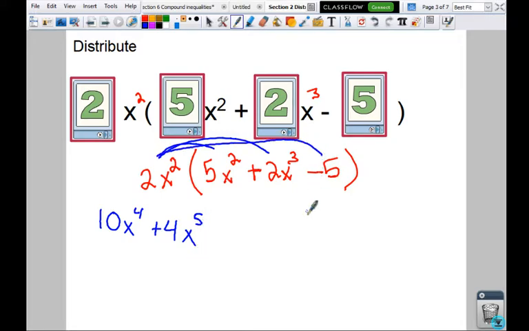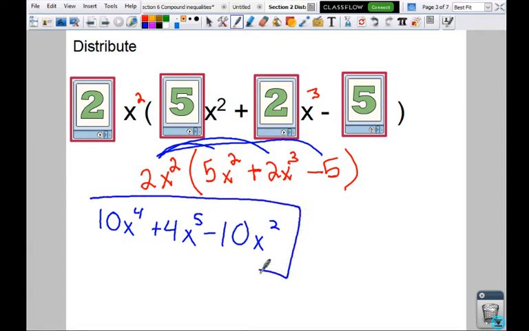2x squared times negative 5. Minus 10x squared. Right. Minus 10x squared. Nice job. For my final answer. Nice job.